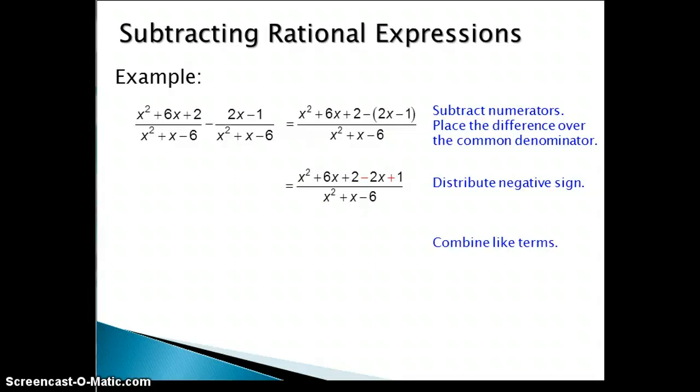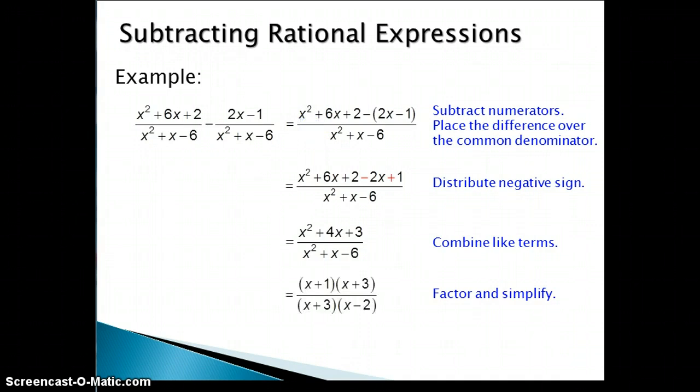And now we need to combine like terms. So when we do that, we get x squared plus 4x plus 3 in the numerator. Now that the top and bottom are simplified as much as possible, we need to see if we can simplify the rational expression by factoring the top and bottom completely.